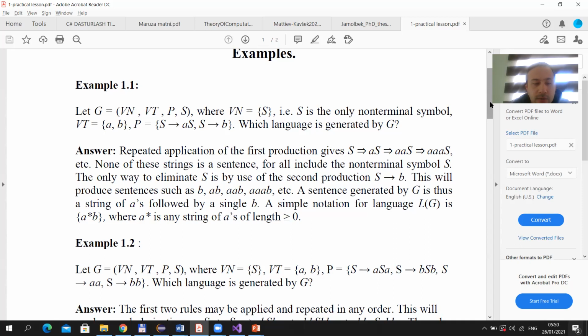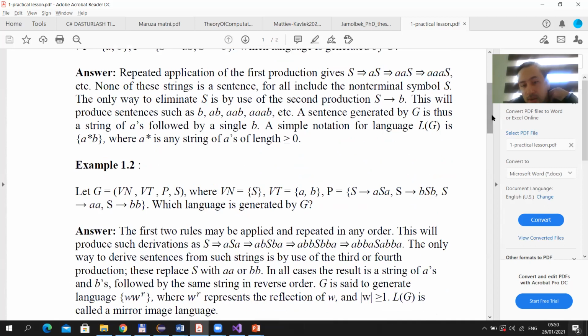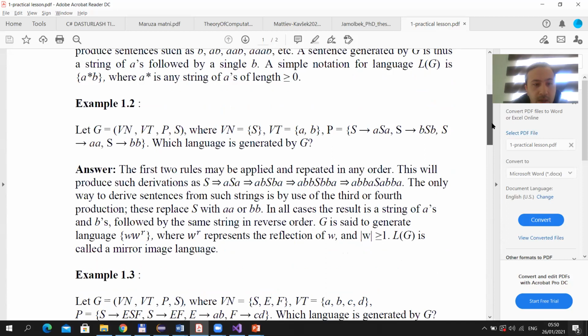This is just an introductory lesson to the formal grammar, the first lesson, and that's why the exercise is also not so difficult. From the next tutorial on, we will start with non-deterministic and deterministic languages, so the exercises will be a little bit longer. If no questions, we will start the next exercise.